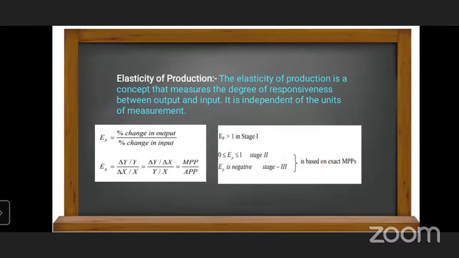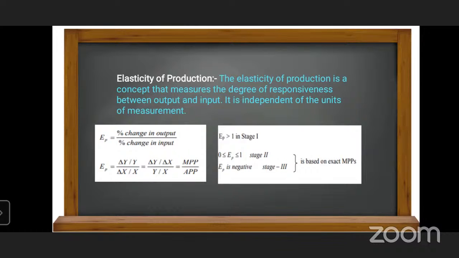Then elasticity of production. Elasticity of production is a measure of degree of responsiveness. These three terms you should remember: measure of degree of responsiveness. Whenever this comes, it is referring to the concept of elasticity. So in the exam, they may not ask directly about elasticity, but if the term degree of responsiveness comes, then we have to measure elasticity: the degree of response between output and input.